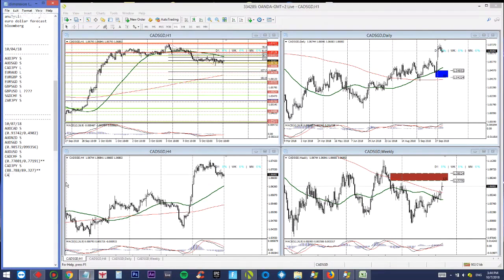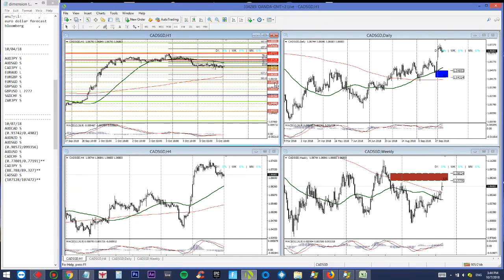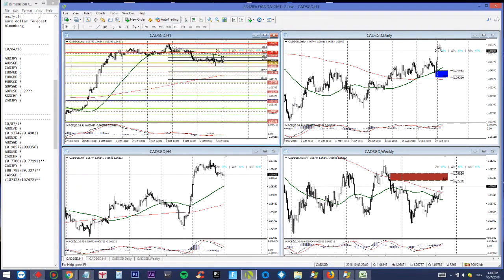Okay, CAD SGD, short. 1.0712 is our entry. Stop loss. Okay, three pairs aligned. This is looking good. We just need to watch out for a touch up to this area. So your stop loss might need to move higher to touch up this area before it drops again, or without a big retracement in the previous low area, maybe then we'll drop again.